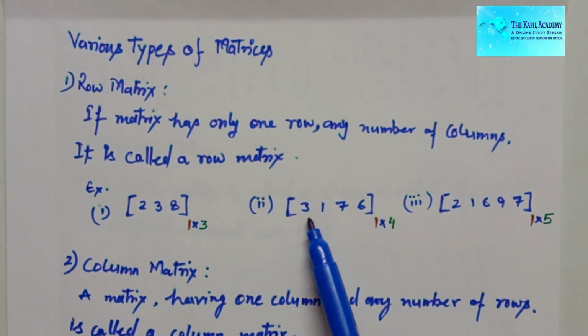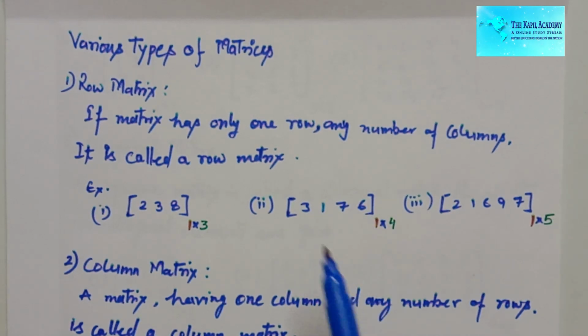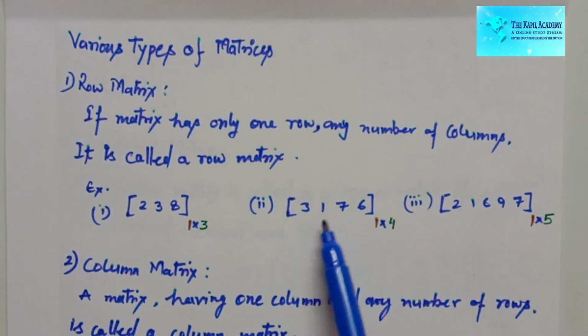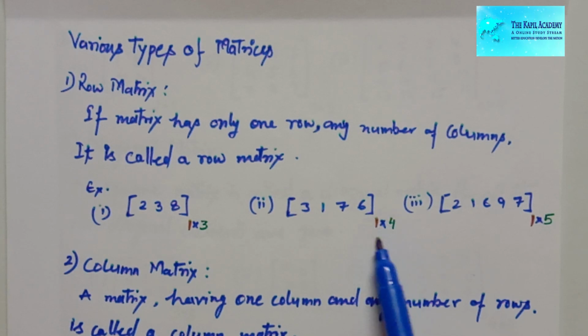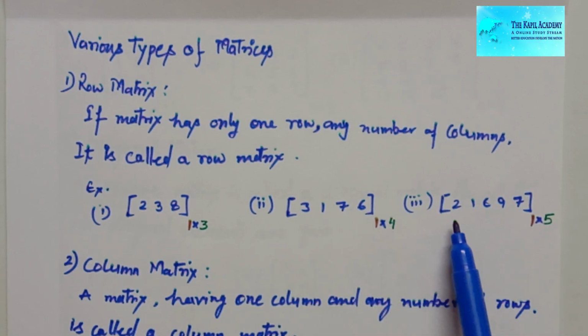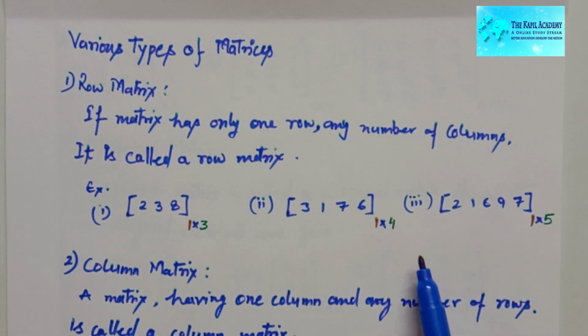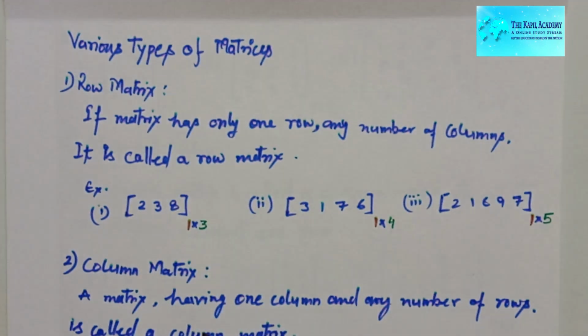Second, 4 elements are arranged in a row, and we have 4 columns: first column, second column, third column, and fourth column. 1 into 4 is the dimension of this row matrix. Next, 1 into 5 is the dimension of the next matrix. We arranged here 5 elements in a row. This is the row matrix.